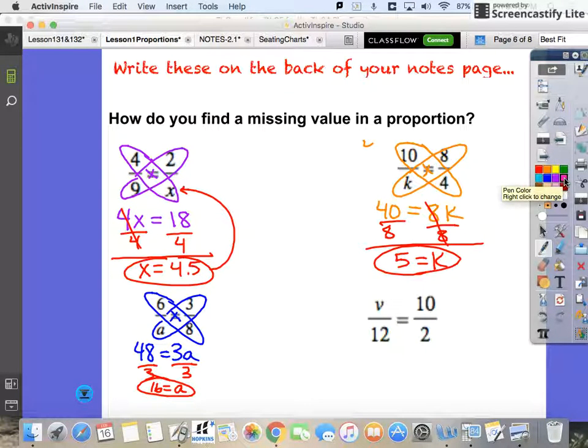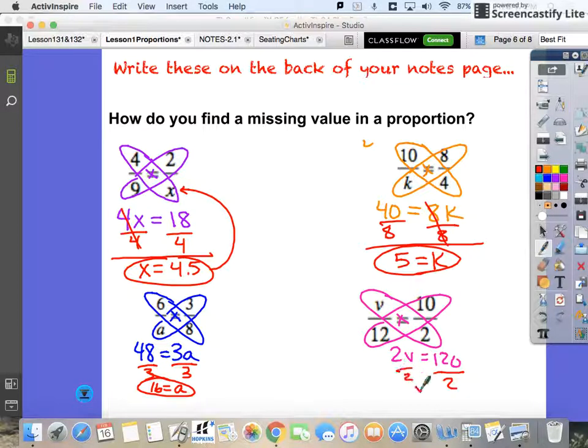The last one, v times 2 is 2v. 12 times 10 is 120. Now look at this. This one is 6 times as big. 2 times 6 is 12, so 10 times 6 should be 60. If we do that, divide by 2 on both sides, v is 60.